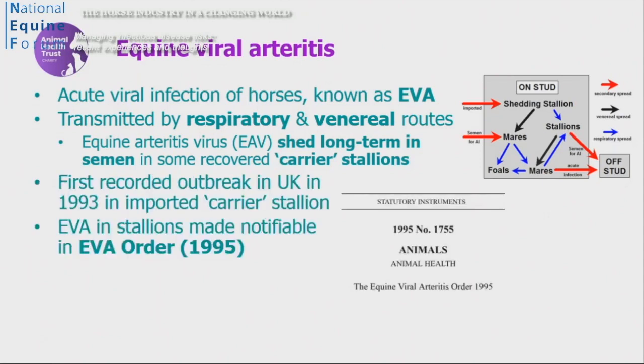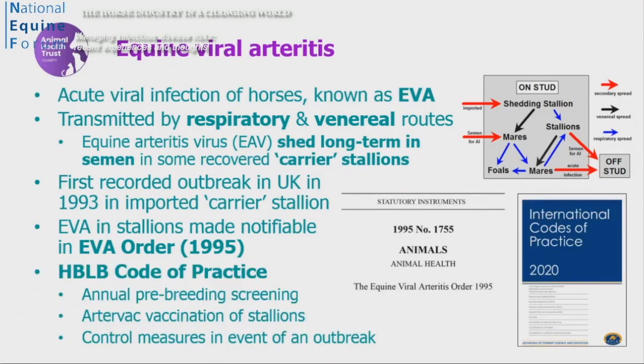The first recorded outbreak in the UK was in 1993. Some years later, the EVA order followed, making this notifiable in stallions. And it's been within the HBLB codes of practice for a good number of years now. And in that code, those animals following the code will be annually screened pre-breeding. Artificial vaccination of stallions with an inactivated vaccine is advocated. And the control measures are outlined in that document of how to deal with an outbreak.